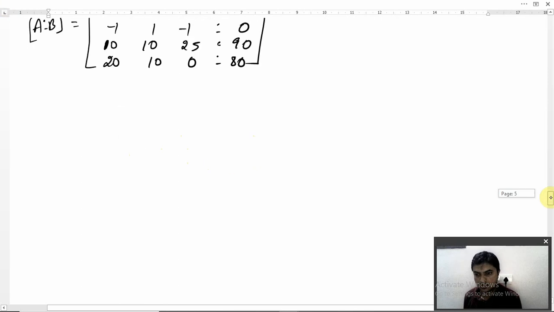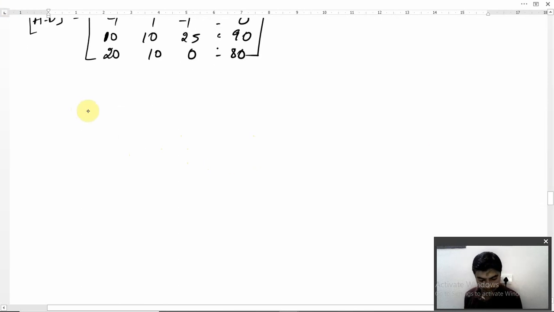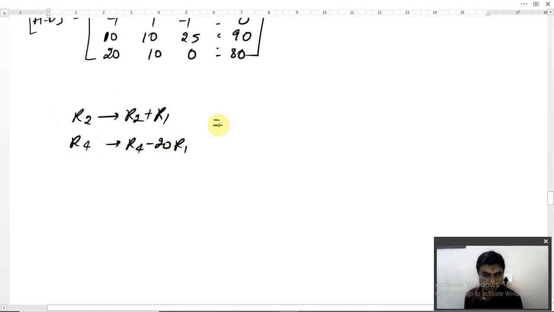Okay, now we are going to go for transformation. Row transformation. First I see that very easily, if I add R1 and R2, I am going to get 0. So I will make the transformations like this. R2 is R2 plus R1. In the same, without wasting time, I am going to use R4. I can see very easily R4 minus 20 R1. I can do these two operations so that I can reduce my time and calculations.